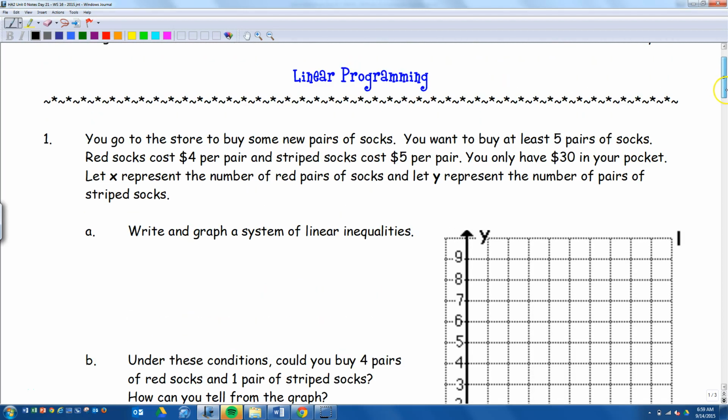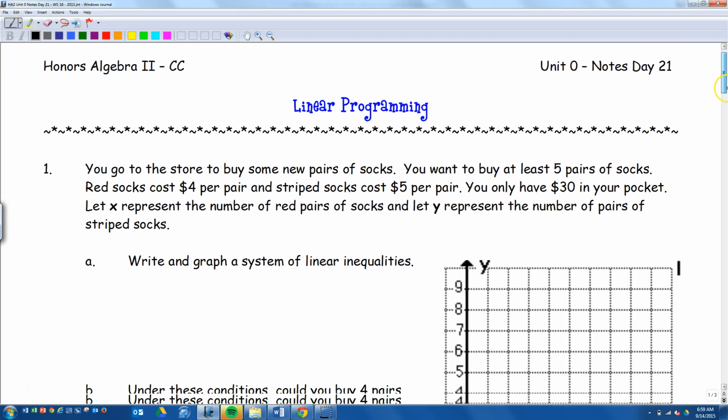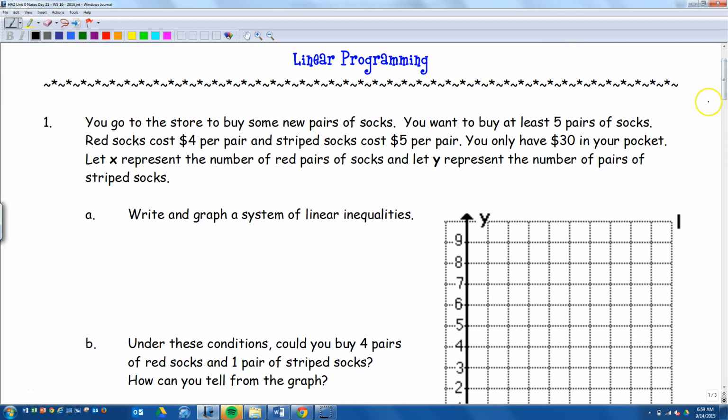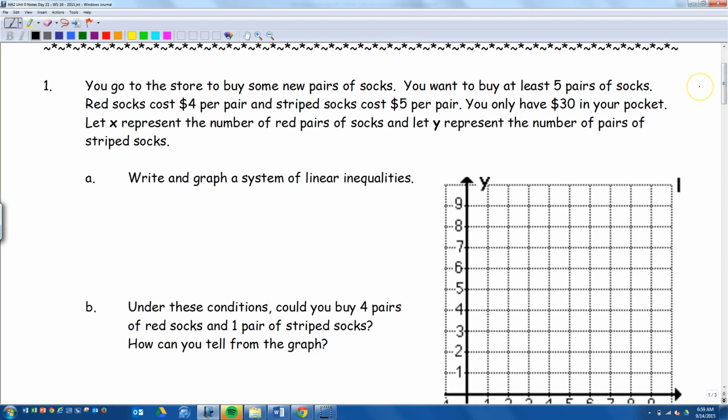Alright class, this is the last video for this unit, linear programming. So we're going to take what we did yesterday and come up with our constraint equations and then graph them and figure out our feasible region and then test the points to figure out where maxes and mins happen.